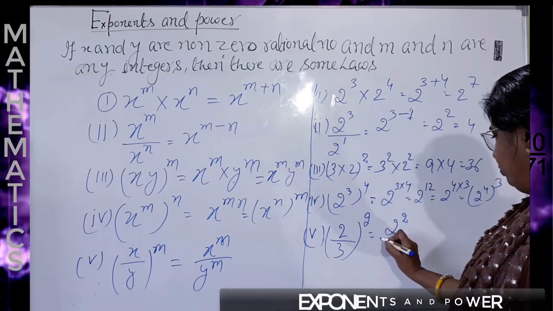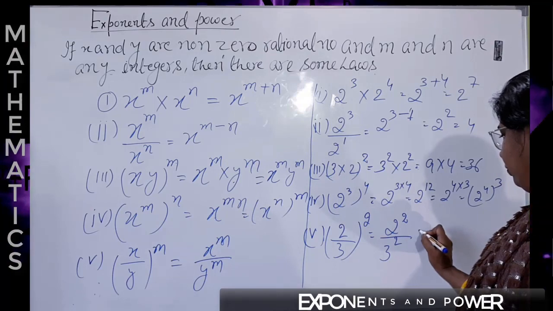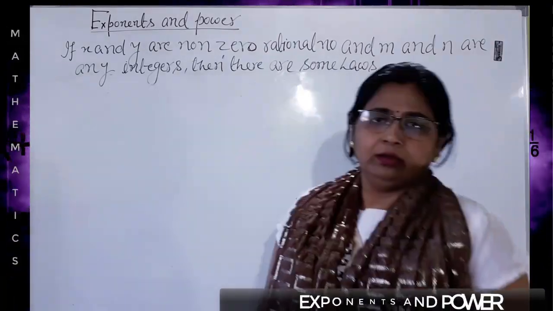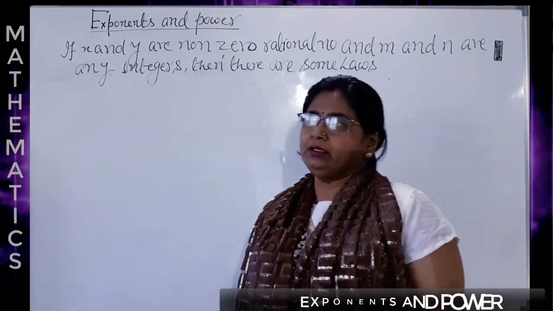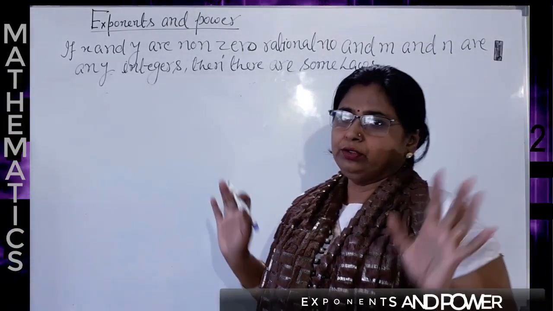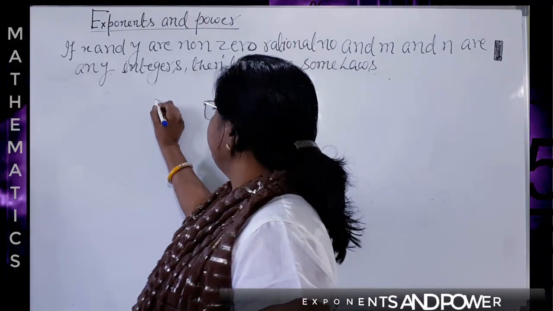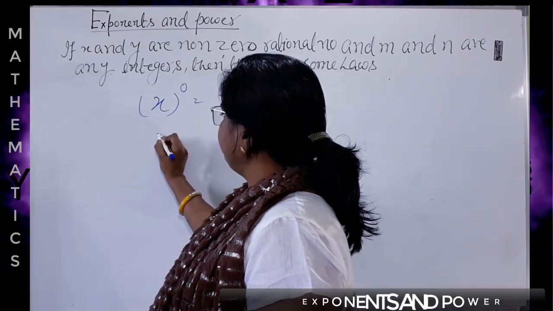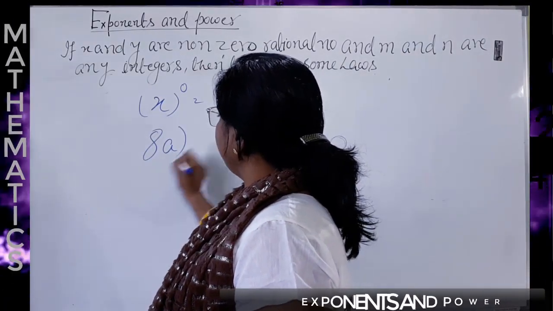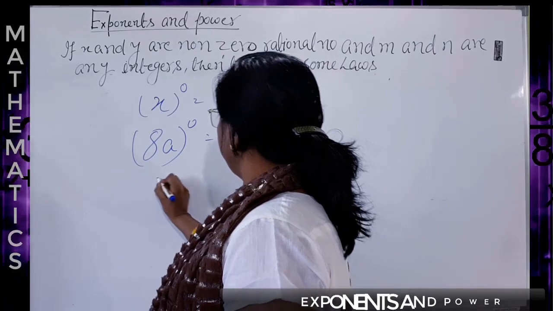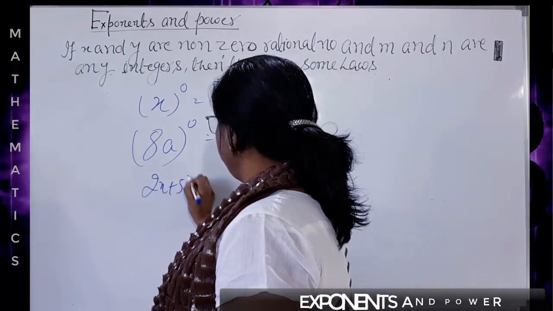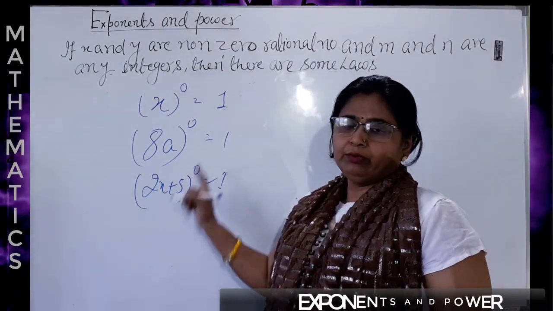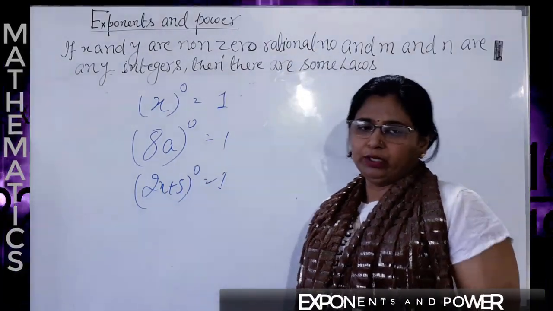Then 2 to the power 2 by 3 to the power 2 can be written as 2 2s are 4 and 3 3s are 9. A very important thing is that any number to the power 0 is always equal to 1. X to the power 0 is equal to 1. Take any number: 8a to the power 0 is equal to 1. (2x + 5) whole to the power 0 is equal to 1. Like this, power 0 means the answer is 1.